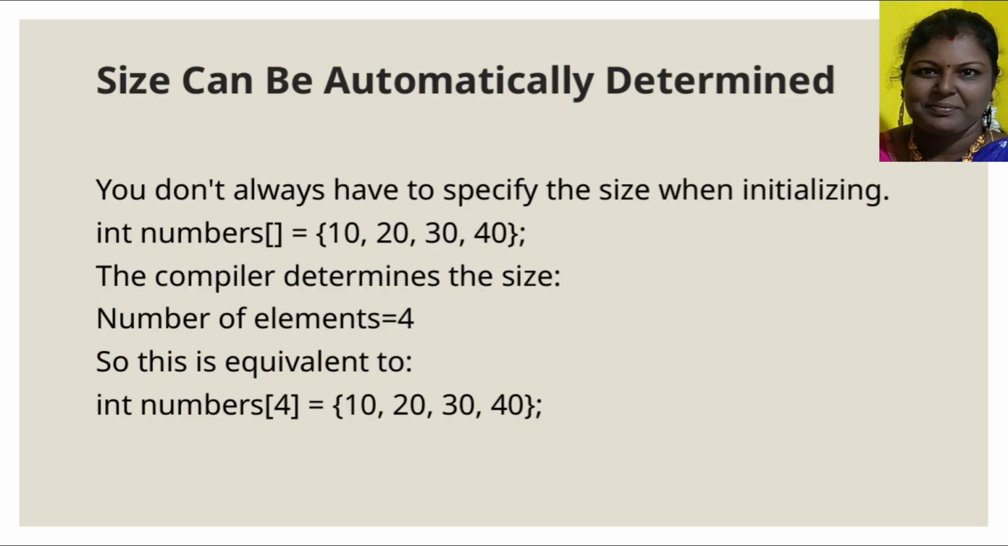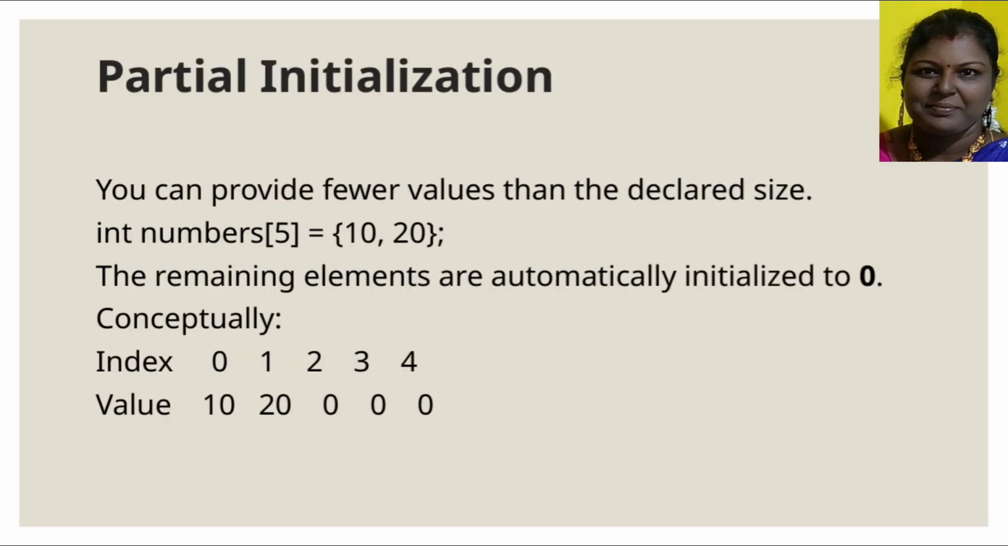Here, we're looking at how arrays can be partially initialized in code. You might declare an array with 5 elements, but only provide values for the first 2. The rest don't stay uninitialized. They automatically get set to 0. So, conceptually, the first 2 spots hold your values, and the remaining 3 are filled with zeros. This is called partial initialization, and it's a handy way to avoid leaving elements with unpredictable data.